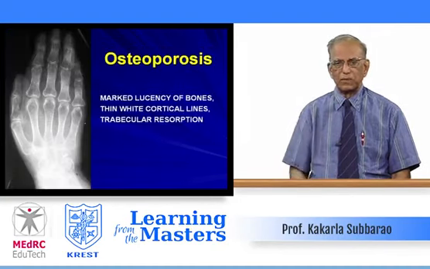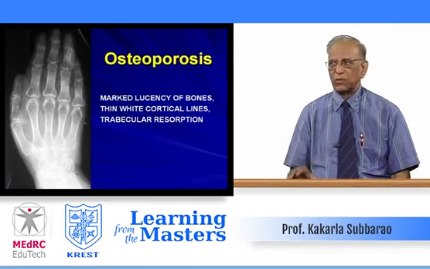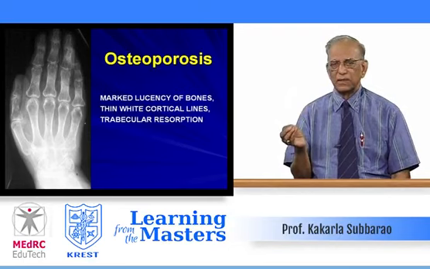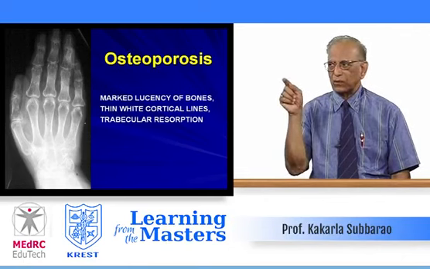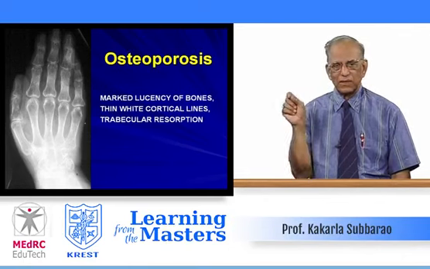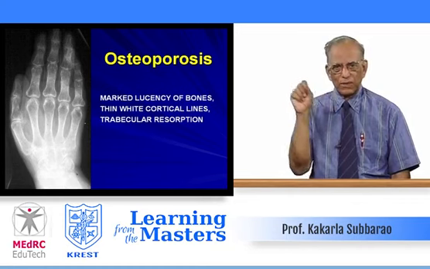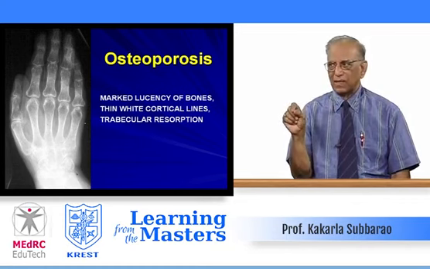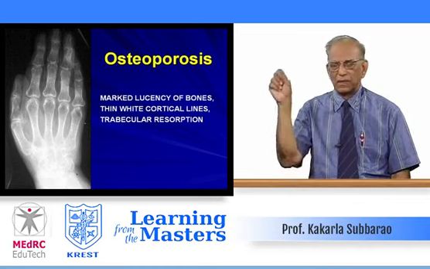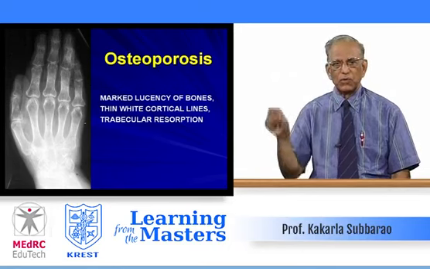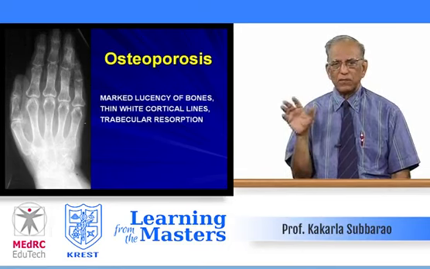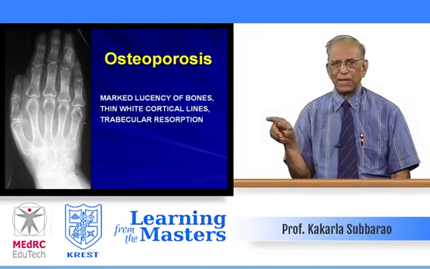This is a classic example of a radiograph of the hand showing osteoporosis. First of all, there is diminished density with marked lucency of the bones. And also note the white cortical lines. Look at the cortex, as if you have drawn a line with a white pencil. And then trabecular resorption in the spongiosal bone. So the major finding is the marked differentiation between the spongiosa and the cortex.